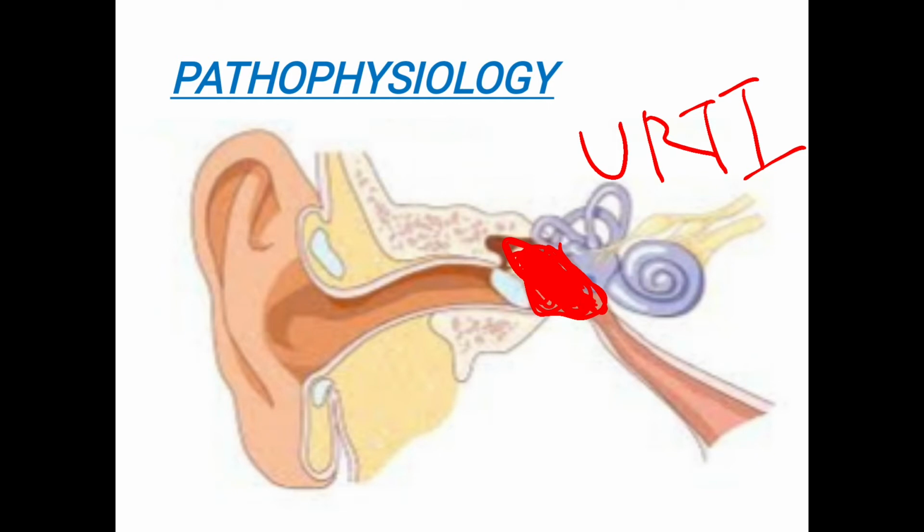So the children are more prone to develop the upper respiratory tract infections such as otitis media. Why? The reason behind it is the anatomy of the eustachian tube is shorter in the children than in adults. Okay, and it is more horizontal in nature, and it facilitates the bacterial entry into the middle ear through the pharynx.